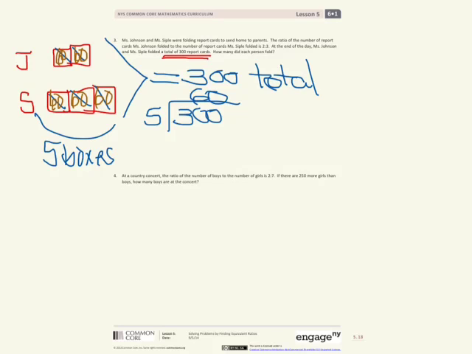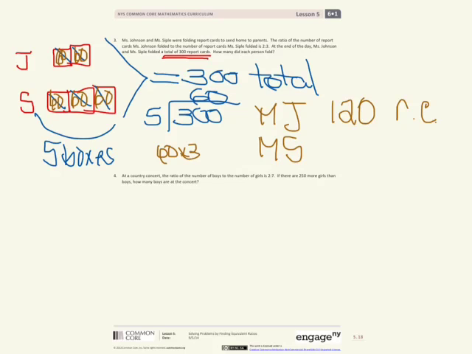Now I can answer the question. How many did each person fold? Miss Johnson folded 120 report cards, and Miss Sipple folded 60 times 3, which is 180. She folded 180 report cards. And in order to double check, what's 120 plus 180? That total is 300, which is what they folded together.